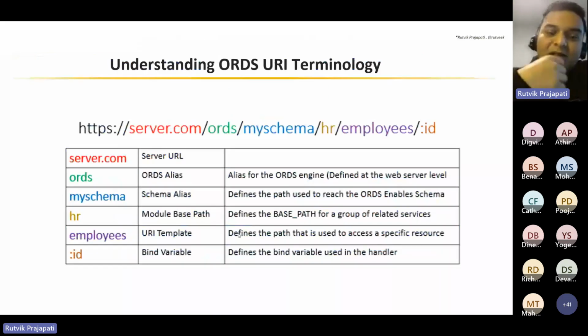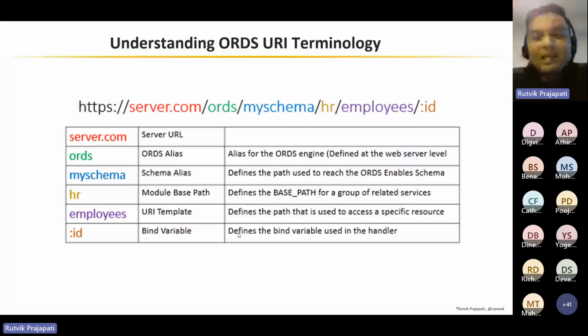And this is the standard URI. URI is basically the endpoint URL. In API, we say what is the endpoint URL. So this is the standard format of the endpoint URL for ORDS. In the red, we have the server, and then in the green, we have ORDS. Basically, that is the ORDS alias that we provided at the web server level. And then the next four parts are our interest.